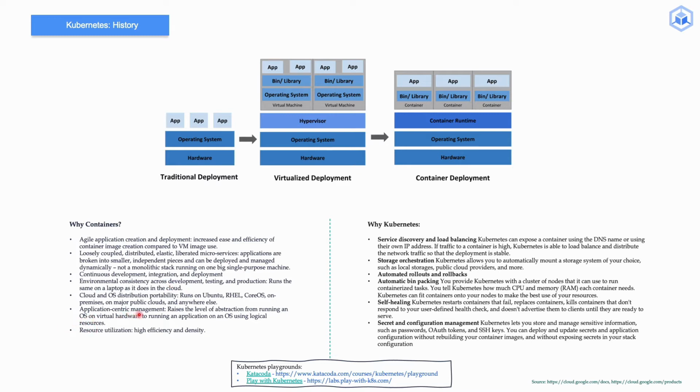Then application-centric management raises the level of abstraction from running an OS on virtual hardware to running an application on an OS using logical resources, with high efficiency and density, because it made everybody realize the amount of resource that is actually required for a container, rather than in a monolithic stack where only the runtime can actually tell you how much memory or CPU it's actually consuming.